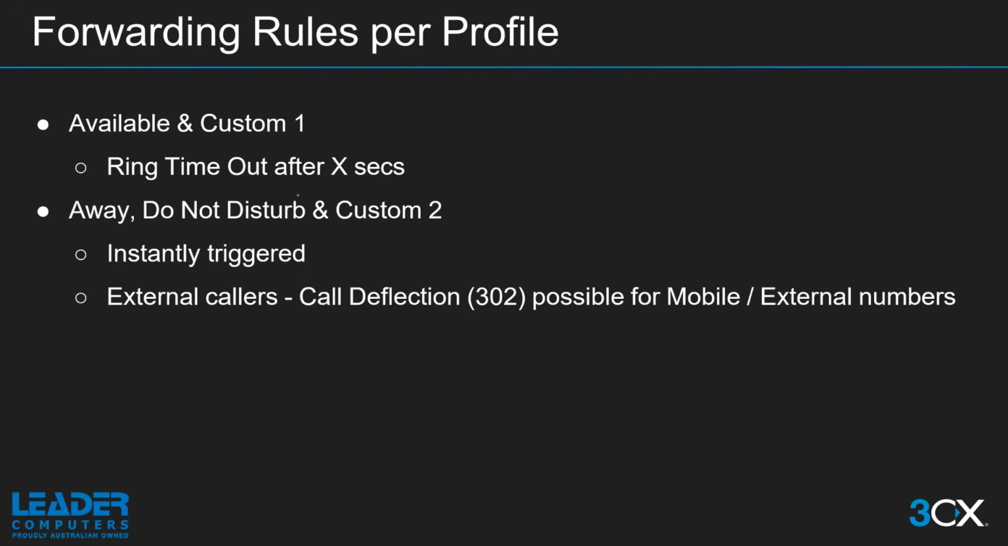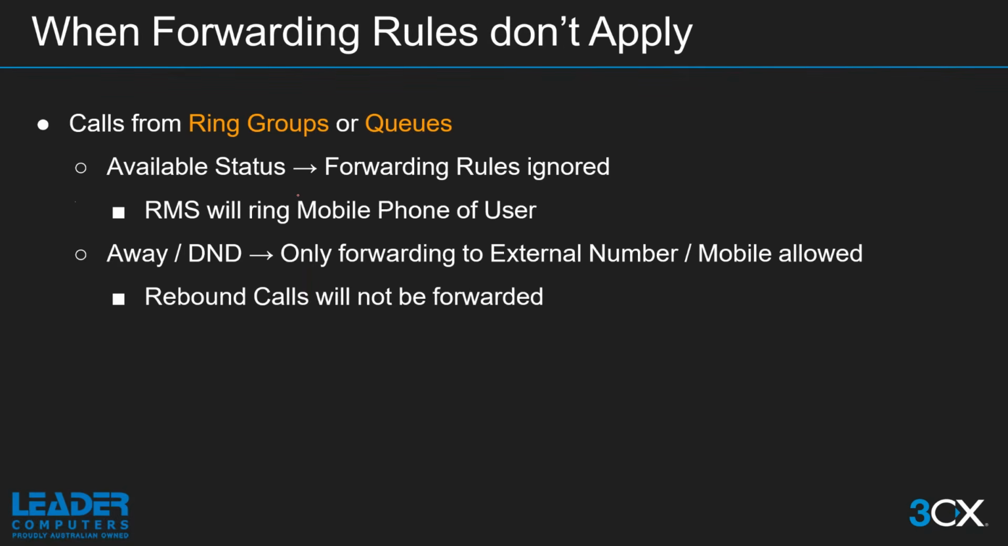I'll show you how to set these up, or how the option looks, during the demo. And for external calls, we'll get a possible mobile or external number, so we'll get a call deflection 302. And when forwarding rules do not apply: let's say calls from ring groups or queues are hitting your extension. If the extension is on available status, the forwarding rules are ignored because it's going to ring your extension directly. But if you set to away or DND, only forward to external number or mobiles are allowed, so rebound calls will not be forwarded.